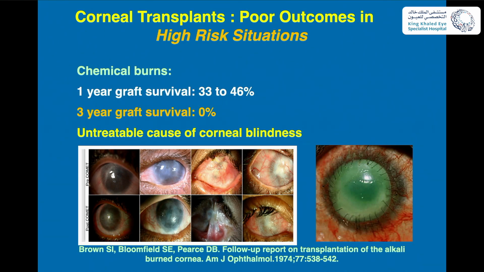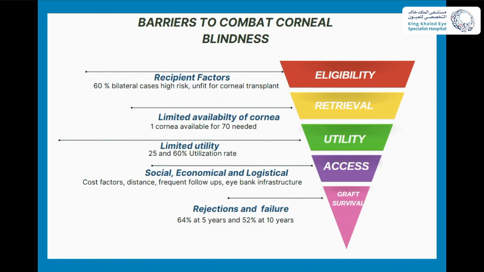Also, those of us who are doing corneal transplant know the transplant survival and outcomes are poor, especially in patients who have ocular surface disease, high-risk grafts, and a variety of other conditions. If you look at corneal blindness holistically, among the recipient factors, 60% are bilateral cases, are high risk, and are unfit for corneal transplant. There is a limited availability of corneal tissue, limited utility. Even when you harvest or retrieve cornea, only about 25 to 50%, 60% are usable. And there are social, economic, and logistical factors.